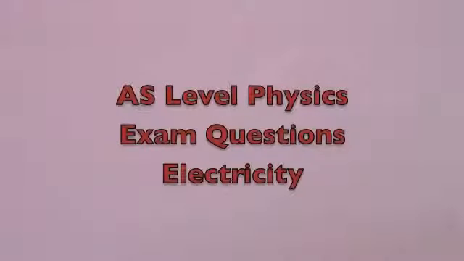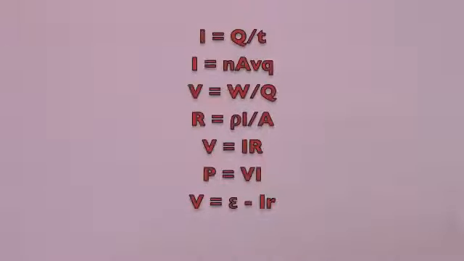Hello, today I'm going to work through a set of questions that you might typically get in an AS level physics exam on electricity. The key formulae that we're going to use are I equals Q over T, that is to say the current is the amount of charge conveyed in a particular time. I equals NAVQ, which tells you about the amount of current depending on the number of charge carriers and their velocity. V equals W over Q, that is the voltage is the work done divided by the charge.